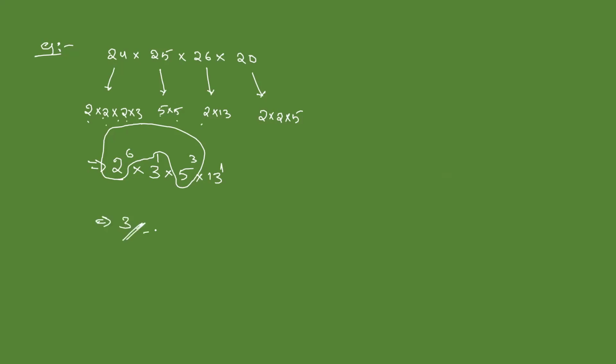3. So the number of zeros in this case is 3. We will get 3 zeros at the end of the product. Okay, in this manner, we will solve it.